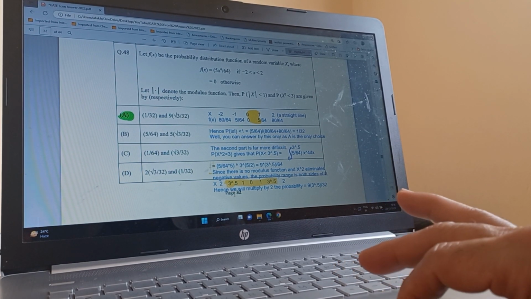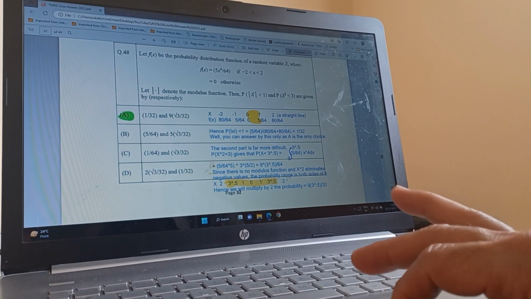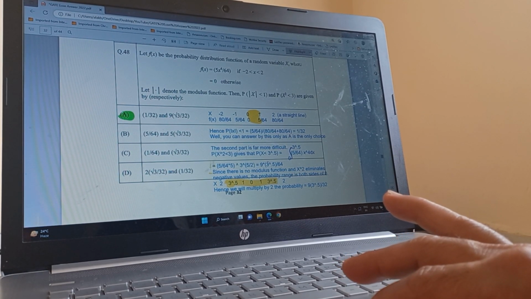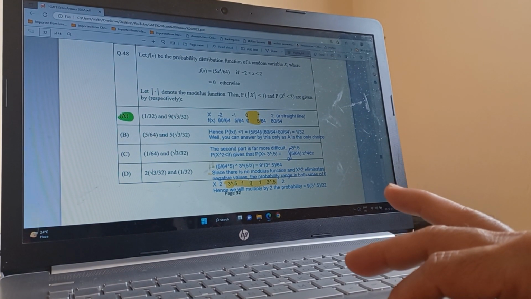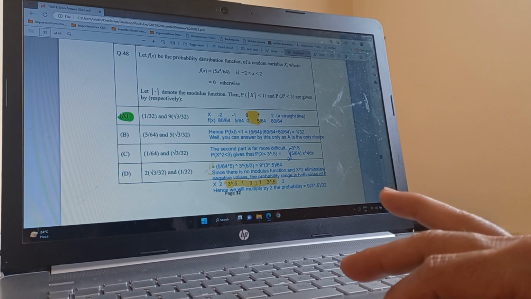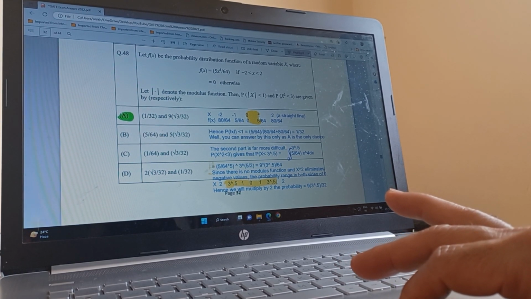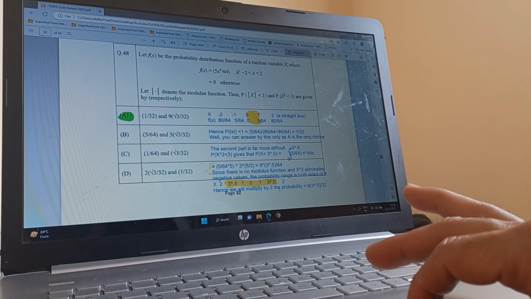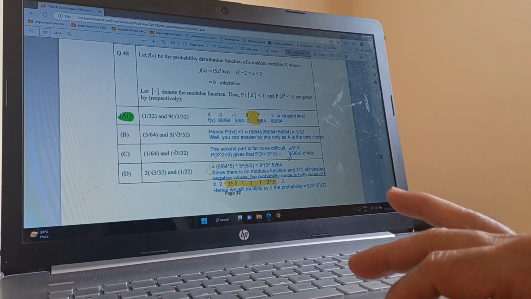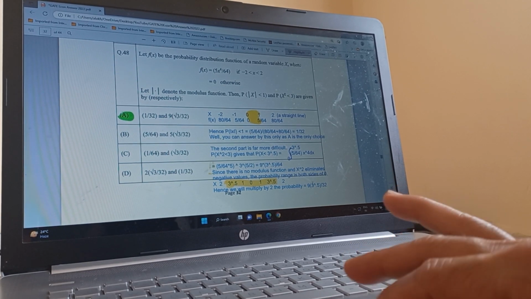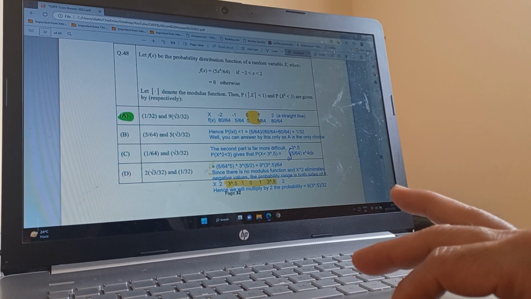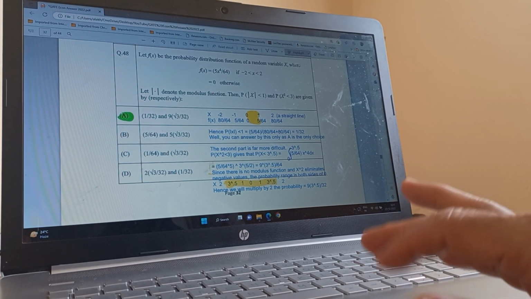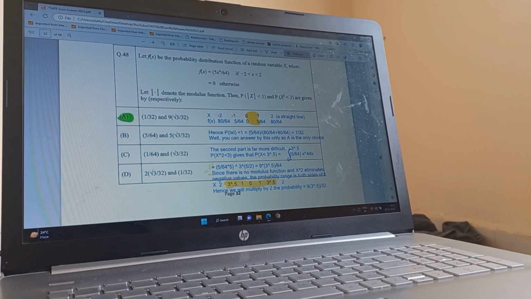So our answer is this part, 9 times 3 to the power 0.5 divided by 64. And since it is both sides, from 0 to this side and 0 to 3 to the power 0.5, I multiply by 2 to get the exact probability, and that gives 9 times 3 to the power 0.5 by 32. So that way both choices match our calculation.